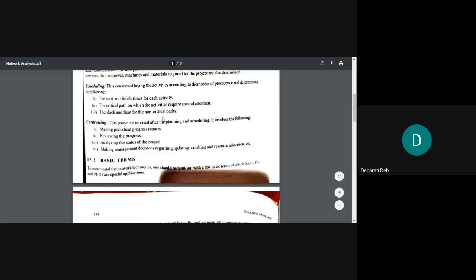So, what will happen in this controlling phase? It will involve the following four things. What are the four things? They will be making periodical progress reports. That means how far you have progressed. Suppose the project is for two years. After every three months, you are preparing a progress report and matching it with the planned one, whether you are on the right track or not. So that will be done in the controlling phase.